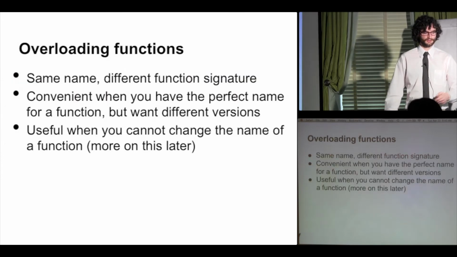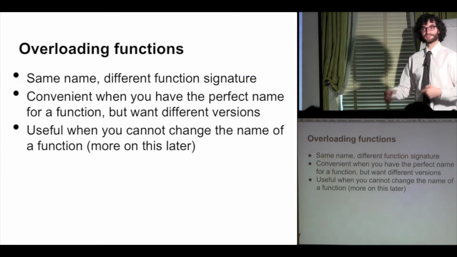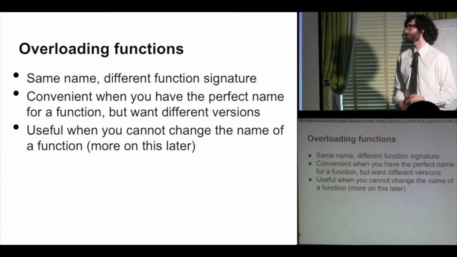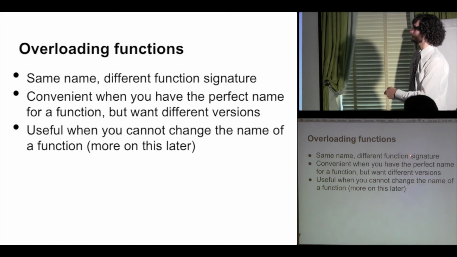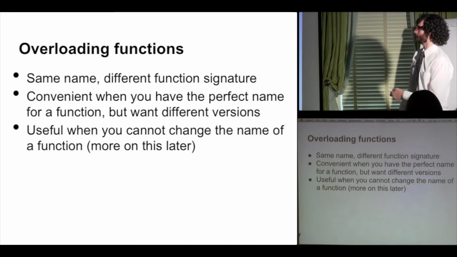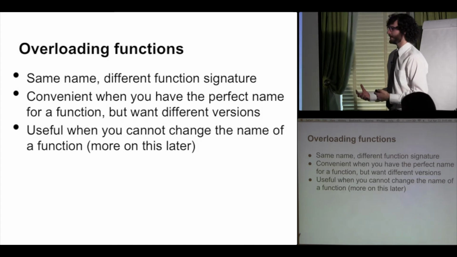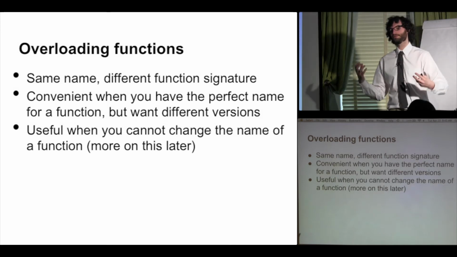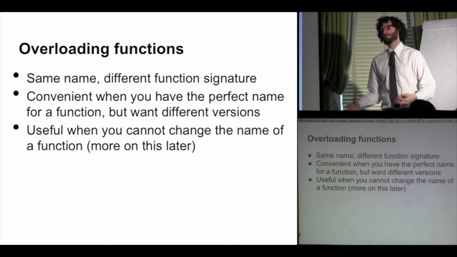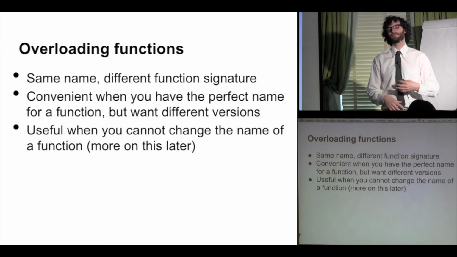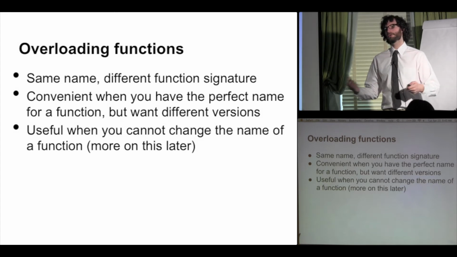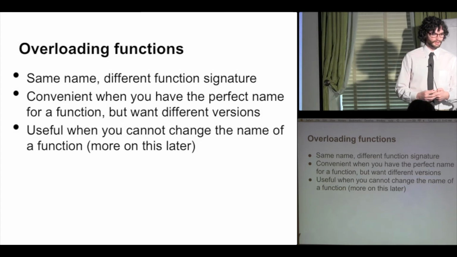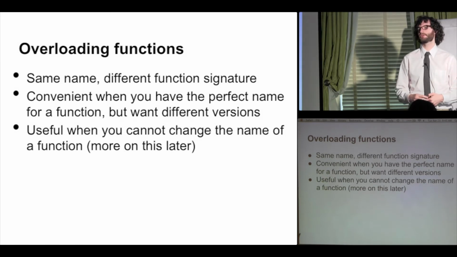Okay, so let's talk about overloading functions. We just did it in that first example with awesome function. It had the same name but a different function signature. That's called overloading, and it's convenient when you have a really great name but you want different versions. So if I give you a double, do something different than if I give you an int. Do something different still if I give you a pose. It can be useful when you can't change the name of a function, and we're going to be talking about that later, not in this talk.